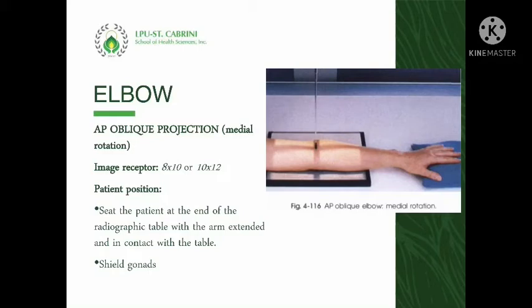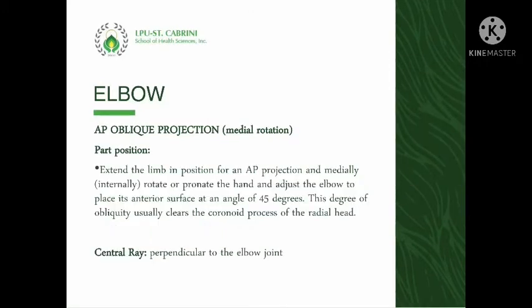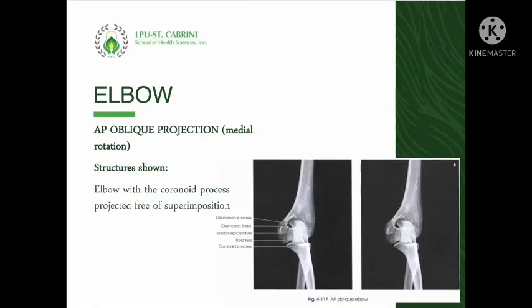The patient is seated at the end of the radiographic table with their arm extended and in contact with the table. Since this is an oblique projection, we have to place the anterior surface of the elbow in 45 degrees obliquity. To obtain this, rotate the patient's hand internally or medially until it is in prone position. The central ray is directed perpendicular to the elbow joint. This projection and position demonstrates the coronoid process free of superimposition from the radial head.